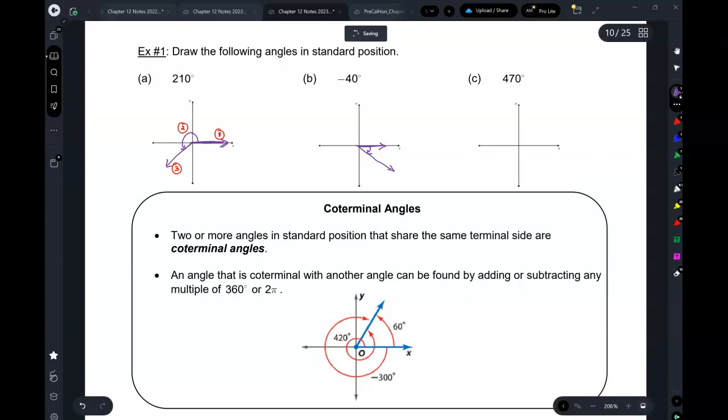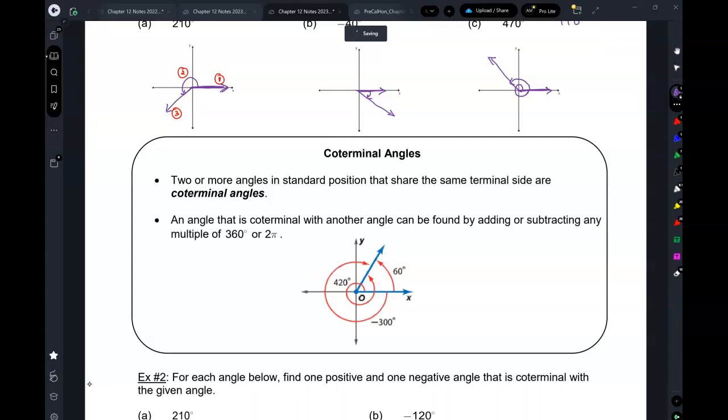470. So for 470, I start here. I go around 90, 180, 270, 360, but I need to go more. If you have 470, you already went 360. How much more do you have left? 110. So we continue past the 90 to 110 right there. Do you see that spiral? I need to see that spiral. Okay.